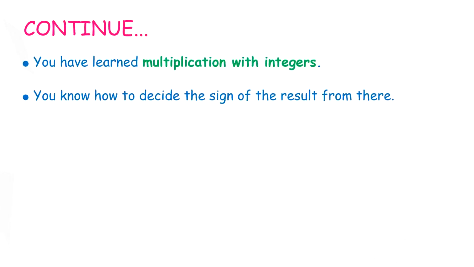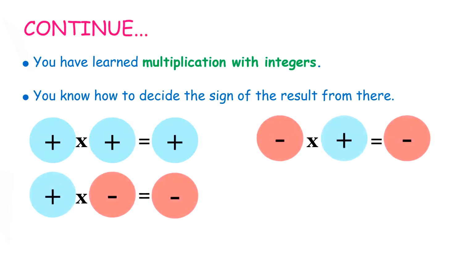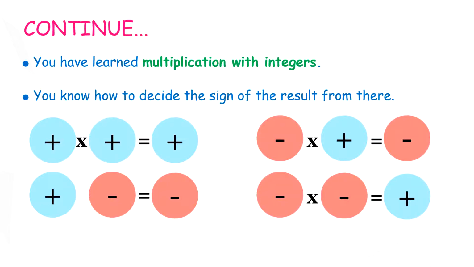You have learned multiplication with integers. You know how to decide the sign of the result. If we multiply two positive integers, we will get a positive integer. If we multiply one positive and one negative integer, we will get a negative integer. What about multiplying two negative integers? Yes, I can hear you. Multiplying two negative integers also brings a positive integer.